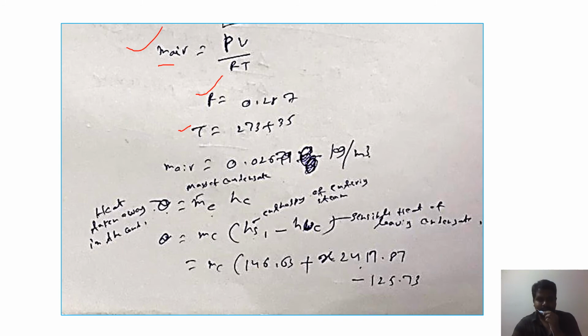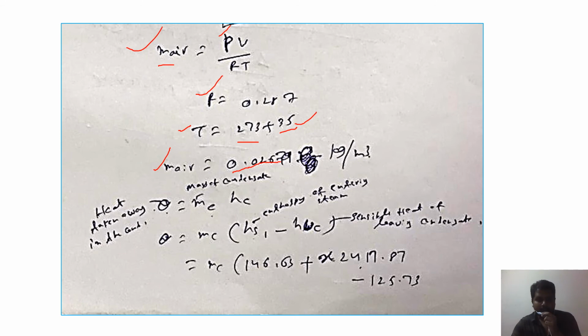Here R is the gas constant, 0.287. T is the condensate temperature, that is 35 degrees centigrade, and we have to convert it into Kelvin by adding 273. Now once you substitute the values, we will get the P value we already calculated in the previous slide. So the mass of air equals 0.2679 kg per cubic meter.